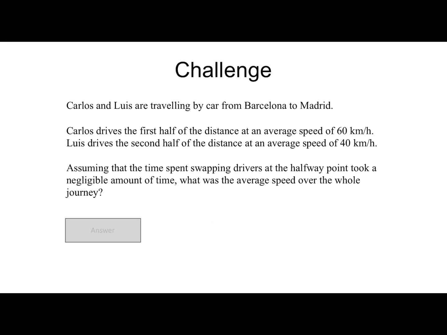Here's a little challenge question. Carlos and Luis are travelling by car from Barcelona to Madrid. Carlos drives the first half of the distance at an average speed of 60. Luis drives the second half of the distance at an average speed of 40. Assuming that the time spent swapping drivers at the halfway point took a negligible amount of time, that means no time, what was the average speed over the whole journey? Now, it's really tempting to say the answer is 50 kilometres here, but it's not. So stop your video, have a go, and then I'm going to go through it.